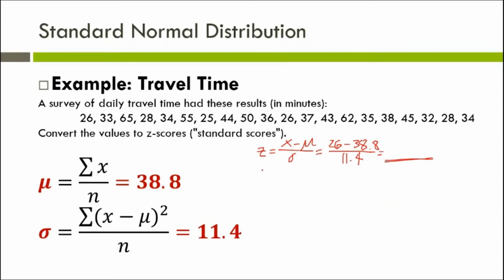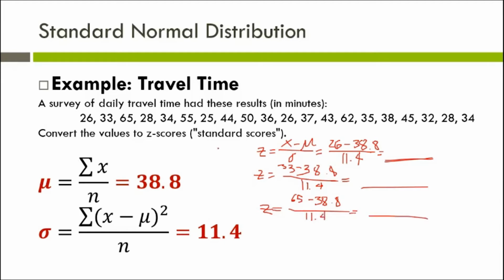Do this to all the remaining values. So you have 33 minus 38.8 divided by 11.4. What's your z? Then you will have another: 65 minus 38.8, divided by 11.4. So you'll get another z. Again, all of these will be converted into their equivalent z values.